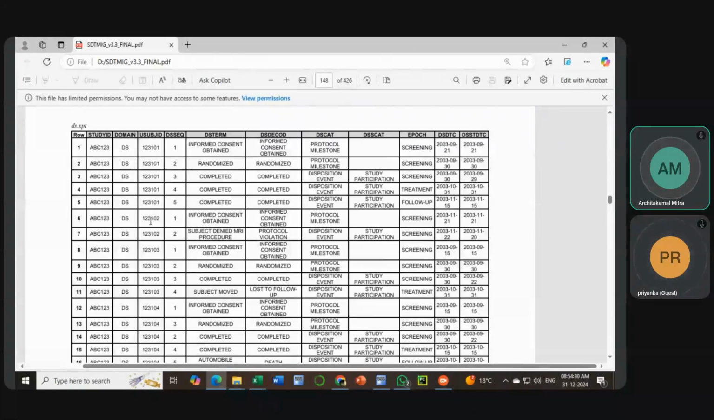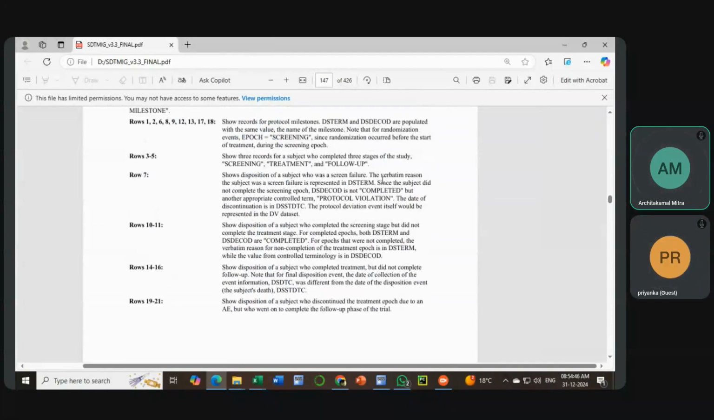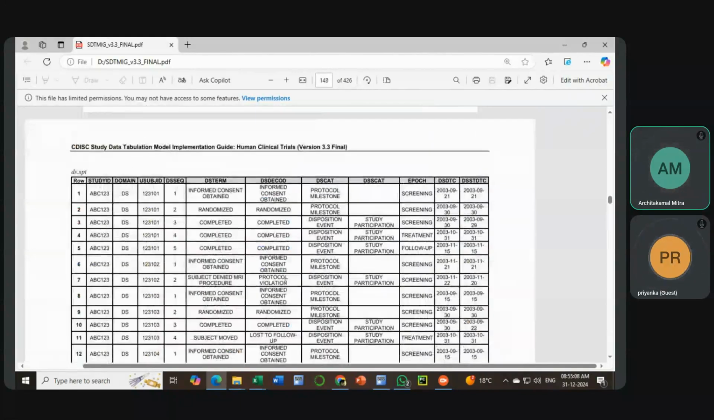Okay, 103, 120. So he did the informed consent, and after that, he denied the MRI. That's why, see, DSDECOD has changed. Protocol violation. Got it? He violated the protocol. Now let's go ahead. Since the subject did not complete the screening epoch, DSDECOD is not completed, but another appropriate controlled term, protocol violation. The date of discontinuation is in DSSTDTC. The protocol deviation event itself would be represented in the protocol deviation dataset, what was deviated.